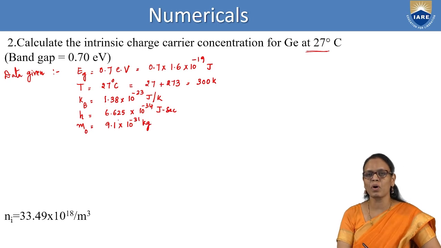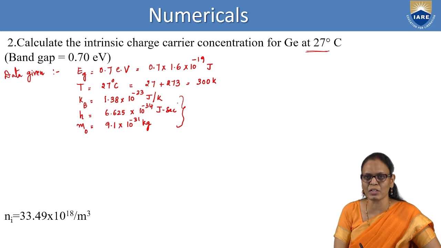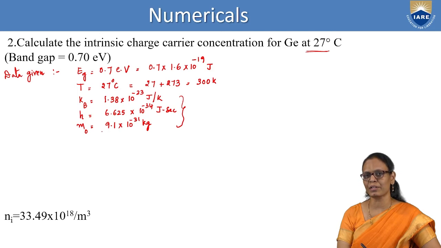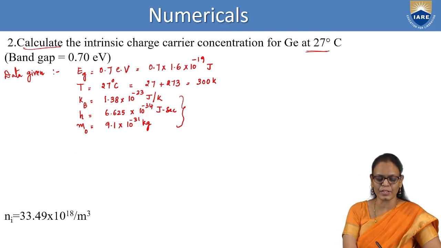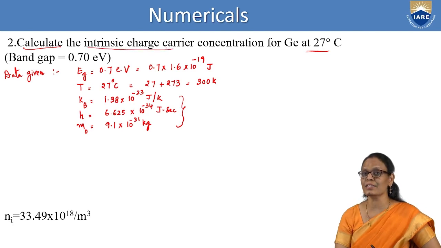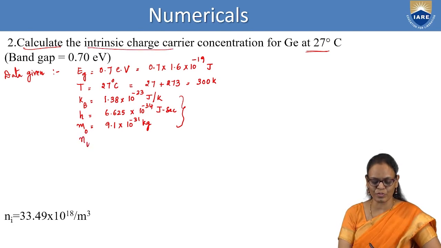kilograms. So all these constants, in some questions the constants may be mentioned, but otherwise for these numericals you need to remember these constant values. Once you do a number of numericals, these values you will be able to memorize them and use them here in doing the numericals. So what we have to calculate here, calculate the intrinsic charge carrier concentration, means we have to find Ni.